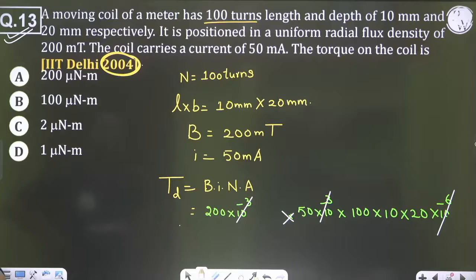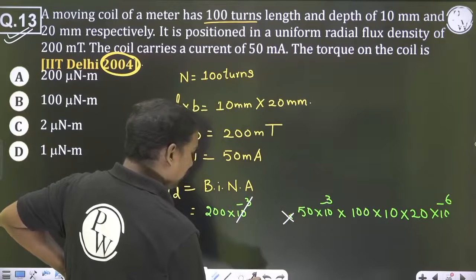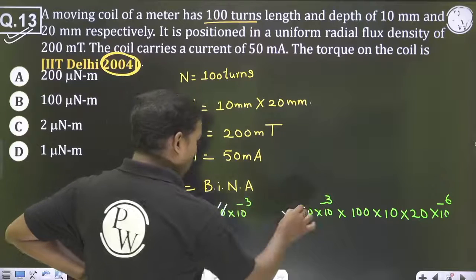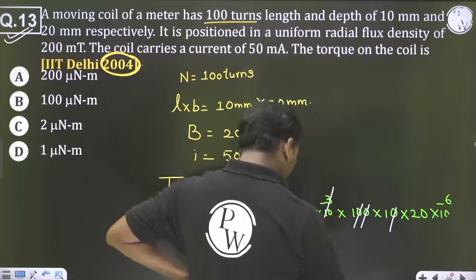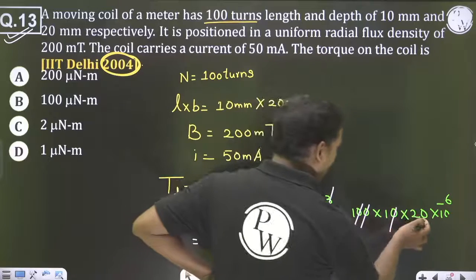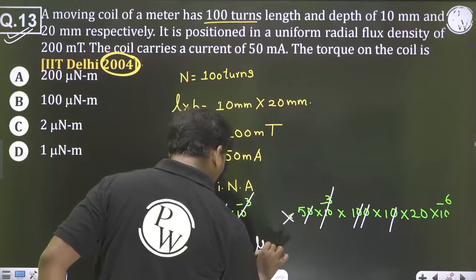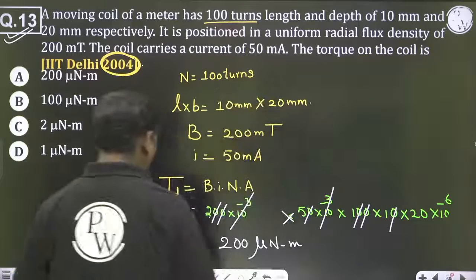200 millitesla is 10 power minus 3. Current is 50 milliamperes, 10 power minus 3. So 10 power minus 6 will be there. Then 2 into 5, 10, 10 into 20, 200. So I'm getting 200. Am I right? So 200 micro Newton meter, because I'm having 10 power minus 6.